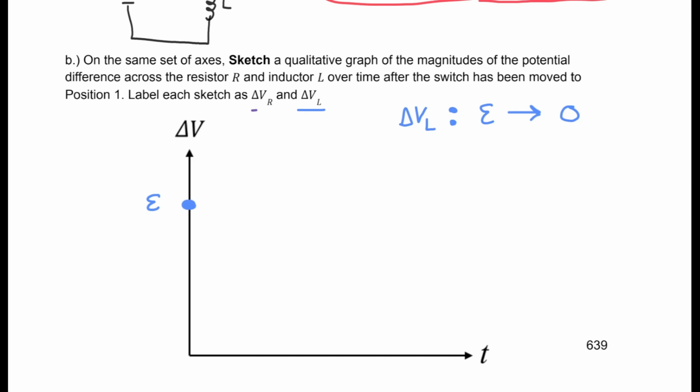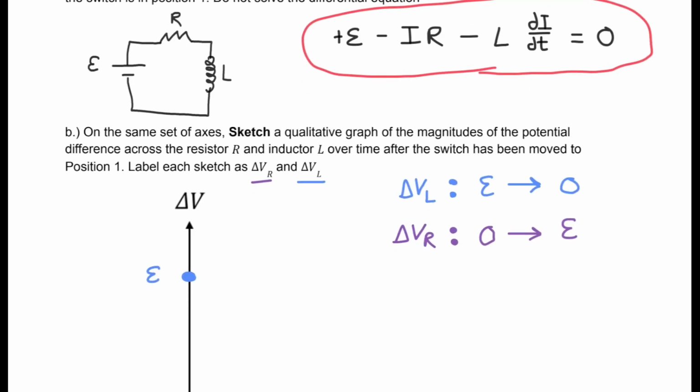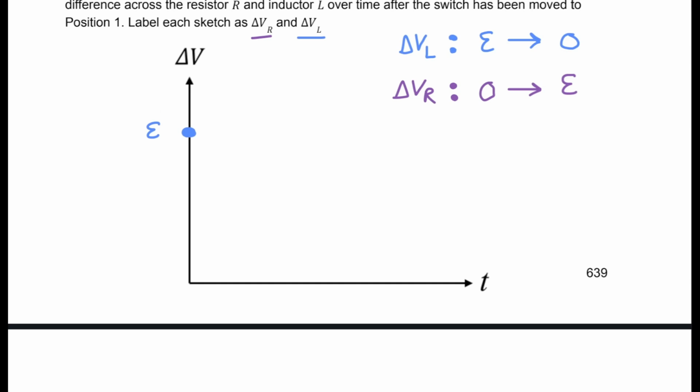Then for the resistor, either by understanding what's going on with the current or knowing that Kirchhoff's loop rule has to work, it's the opposite. Because if there's no current in your circuit, we have no voltage drop across the resistor. And then if there's lots of current in the circuit, that must mean that we have maximum voltage drop. Or just realize by Kirchhoff's loop rule, if the full EMF is dropped across the inductor, there must be zero EMF dropped across the resistor, and vice versa. So we know the resistor is the opposite.